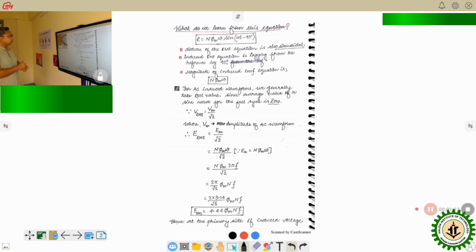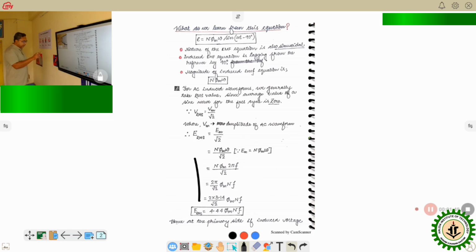Now if we want to find out the magnitude of EMF induced, we always write it in VRMS. So whatever magnitude you have got over here, it will be Vm by root 2. Like VRMS, if we find ERMS, it will be Em by root 2. Now if we substitute n phi m omega in place of Em and solve this, we will get 4.44 phi m f n.